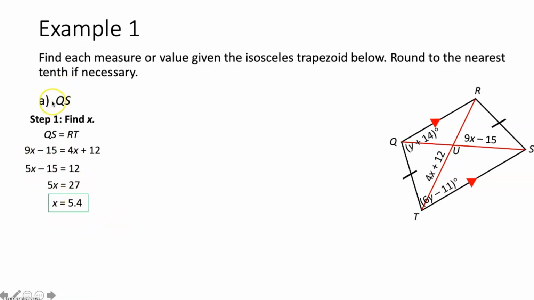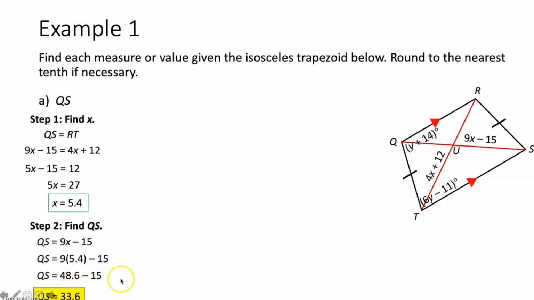But I'm not done. I'm trying to find the measure of segment QS. What is the measure of segment QS? Well, we said it's 9x minus 15. So I can then take what I found x to be, plug it in for x, and then simplify. 9 times 5.4 is going to give me 48.6. I then subtract 15, and I get 33.6. That would be the measure of segment QS here.